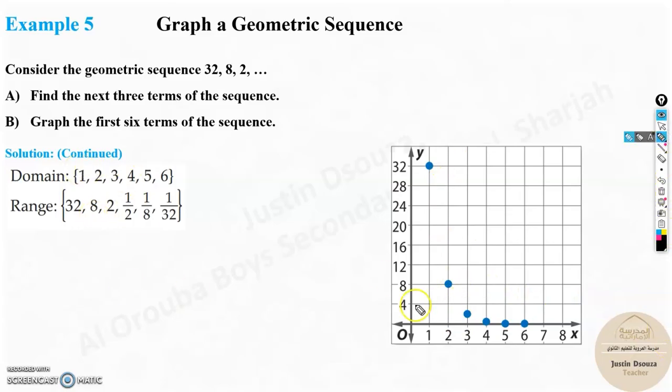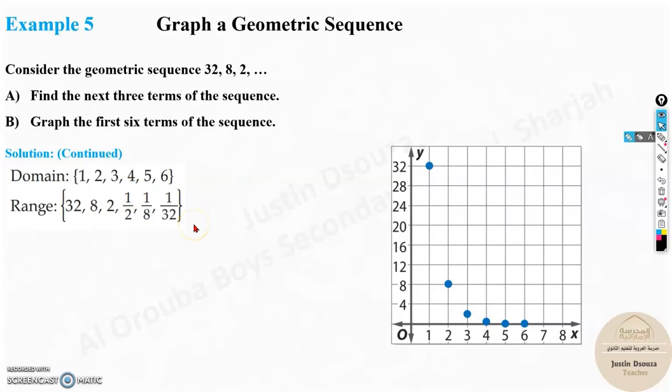Here, 1 is at 32. The scale is 4 units each on the y-axis. On the x-axis, it's always 1 unit, 1 scale. And 2 is at 8, 3 is at 2, and then you can see 4 is at half, and it just goes on. Now this is an exponential graph. This is why a geometric sequence is called exponential, whereas an arithmetic sequence gives you a linear graph. So this is how you graph it.